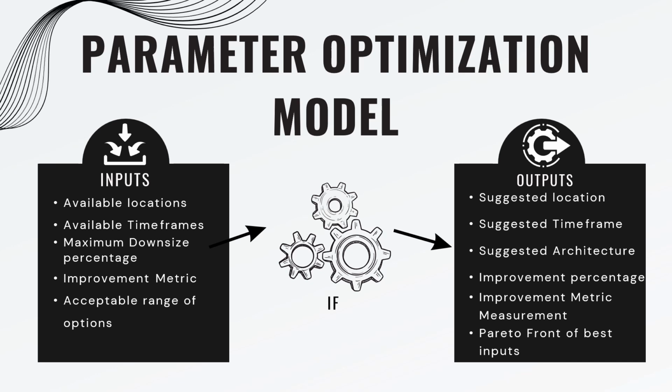After processing the inputs, the model will output actionable recommendations that help minimize environmental impact. This includes suggested server locations, operational timeframes, and choice of system architecture. Also, by identifying the Pareto front, the model aims to represent a set of different optimal solutions, each with their own trade-offs. Decision makers can then review these options to make informed decisions that align with their priorities.